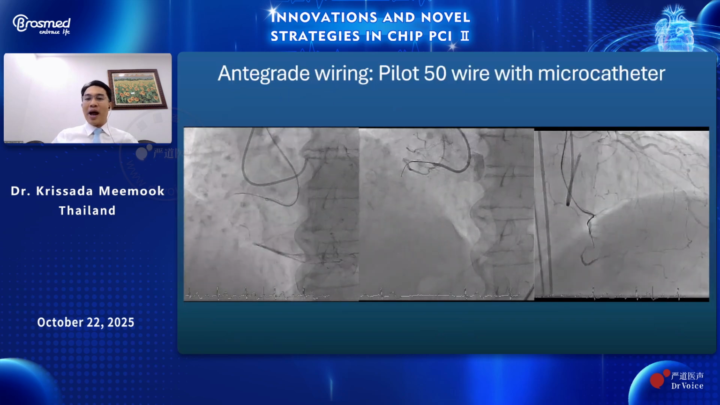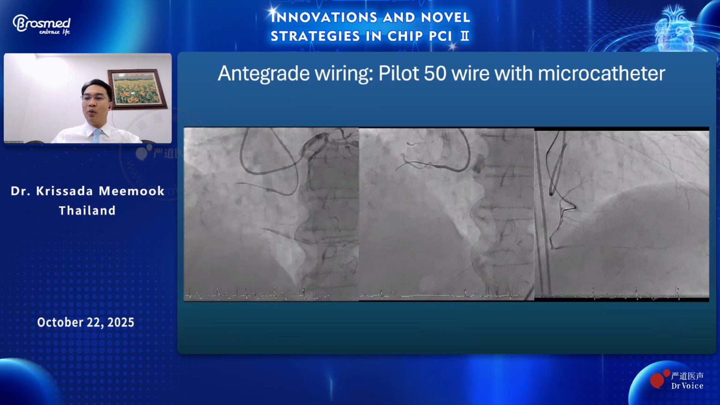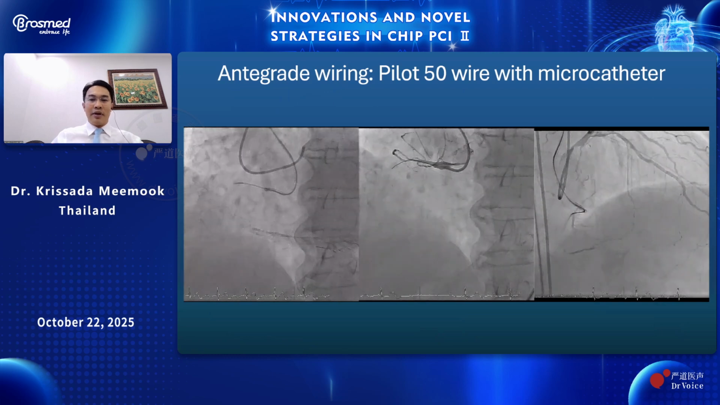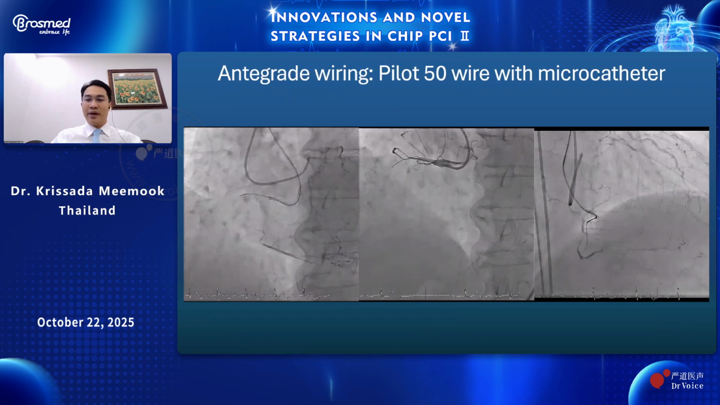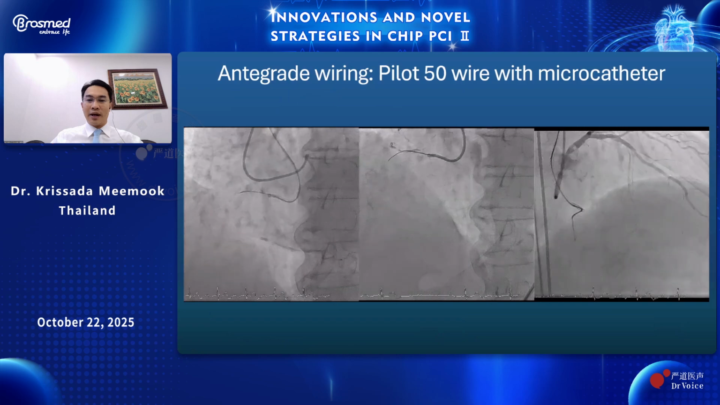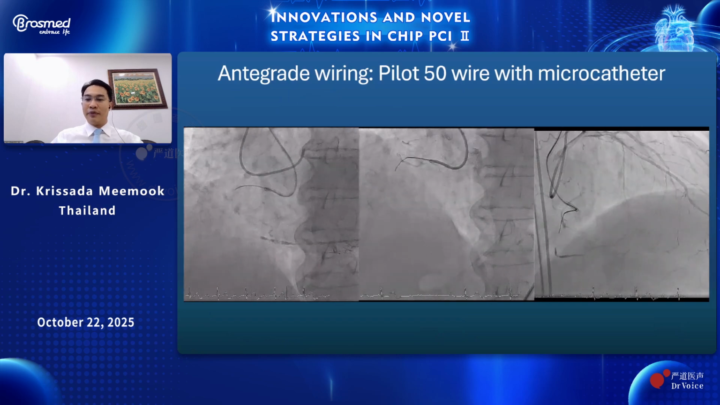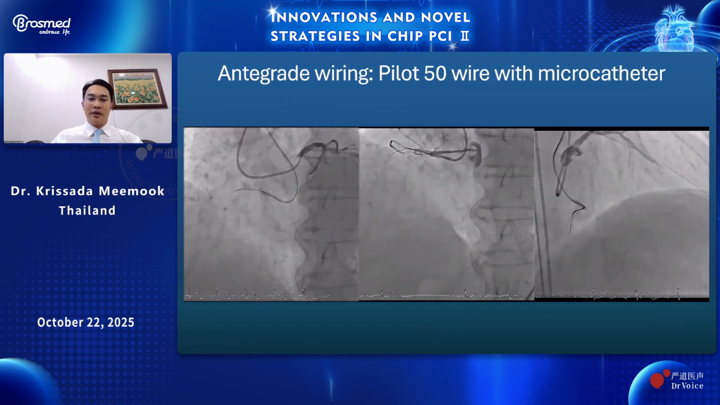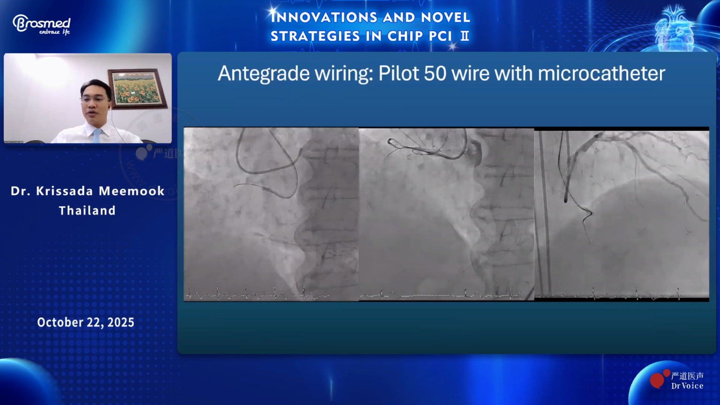At that time, we tried antegrade wiring again with the Pilot 50 Y with the microcatheter. But you can see after we tried for 5-10 minutes, we could not cross the wire, I think maybe because of the previous subintimal space, so we cannot cross the wire to the distal. Even when we changed to the Gaia Second guide wire, we could not cross to the distal.